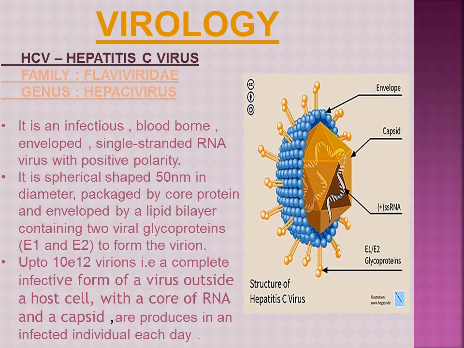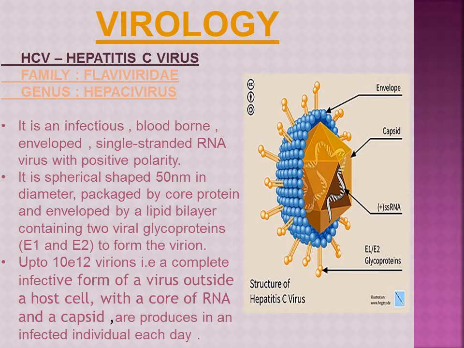Now we come to the virology of hepatitis C virus. It belongs to the family Flaviviridae and the genus Hepacivirus. It is an infectious, blood-borne, enveloped, single-stranded RNA virus with positive polarity. It is spherical, 50 nanometers in diameter, packaged by core protein and enveloped by a lipid layer containing two viral glycoproteins, E1 and E2, to form virions.